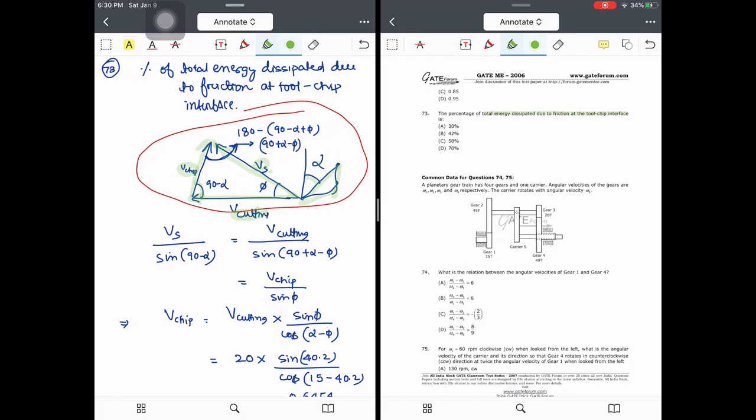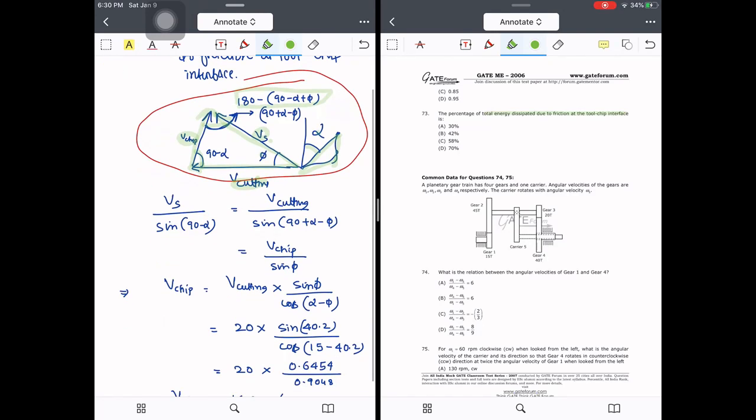Velocity of the cutting, here is our tool, here is the rake angle, here you will find the 90 minus alpha. Since the sum of all angles of the triangle is 180 degrees, this corresponding angle is 180 minus (90 minus alpha plus phi). So what do we need to find? We need to find the percentage of energy dissipated due to friction. Where the dissipation is taking place.